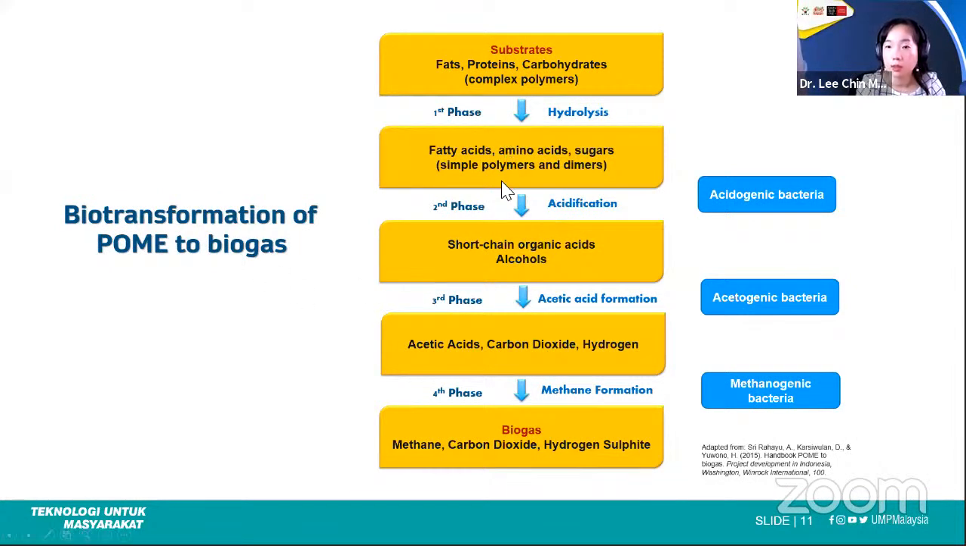And the simple molecules are being converted to short chain organic acids and alcohol. And the third phase is the acetic acid formation, that is by the acetogenic bacteria, and the acetic acid, carbon dioxide, and hydrogen are being generated. And the last phase is the methane formation, and this is by the methanogenic bacteria, and the biogas, the methane, carbon dioxide, and the hydrogen sulfide are being produced.